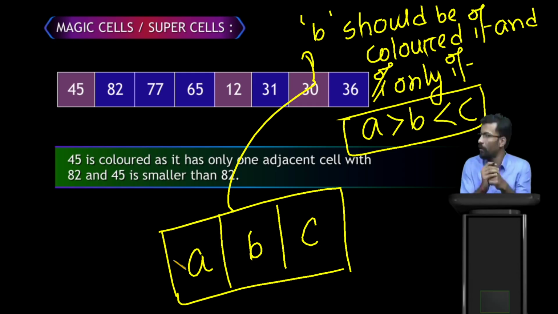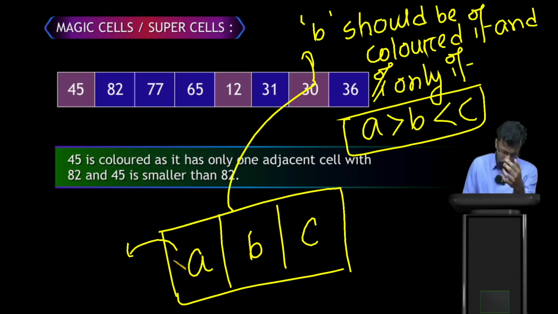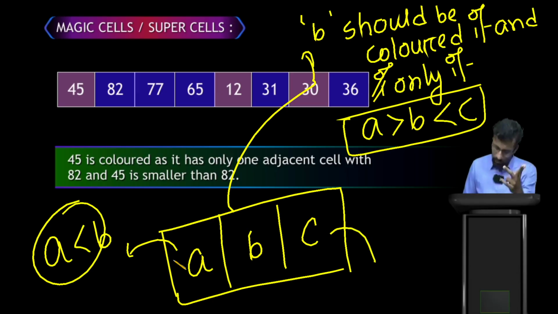That is A, B and C, so there are three cells, correct? B should be colored if and only if A is greater than B and B is less than C, meaning B is smaller than both A and C. Correct? In a similar manner, for this one, A should be colored if A is less than B. And for C, C should be colored when B is greater than C.